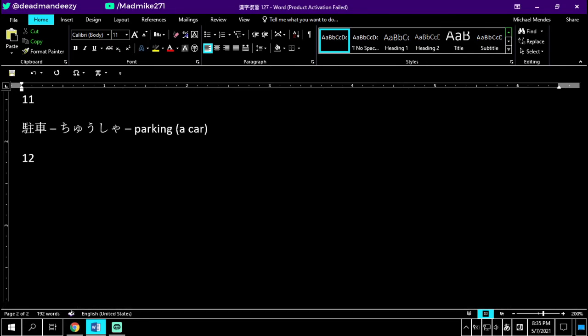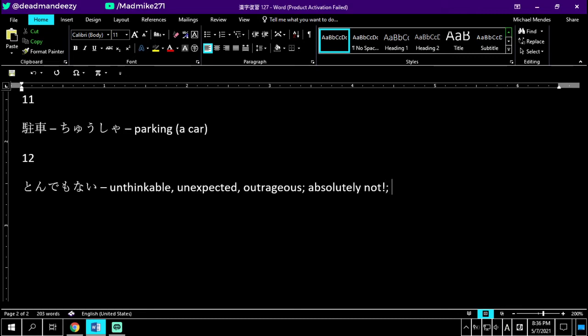Number 12 is one of my favorite phrases. This is tondemonai. I love these little short phrases in Japanese. They're the most fun to say. This is unthinkable, unexpected, outrageous. It can also mean absolutely not, or don't mention it. It can also mean you're welcome. Tondemonai. So it sounds like you can either say it with kind of an exclamatory, absolutely not, tondemonai. Or you can say it kind of as you're welcome. Tondemonai yo.